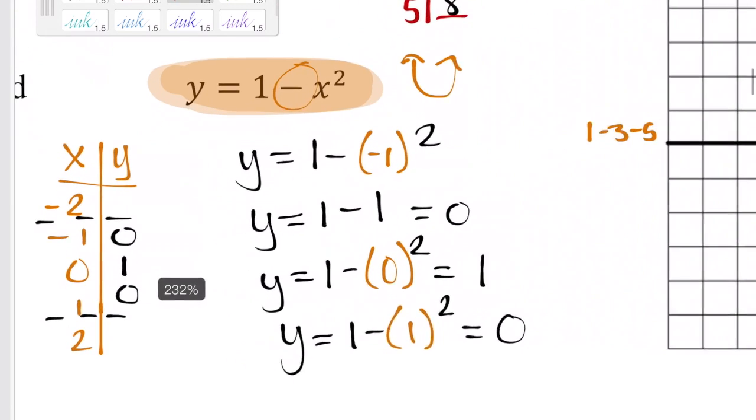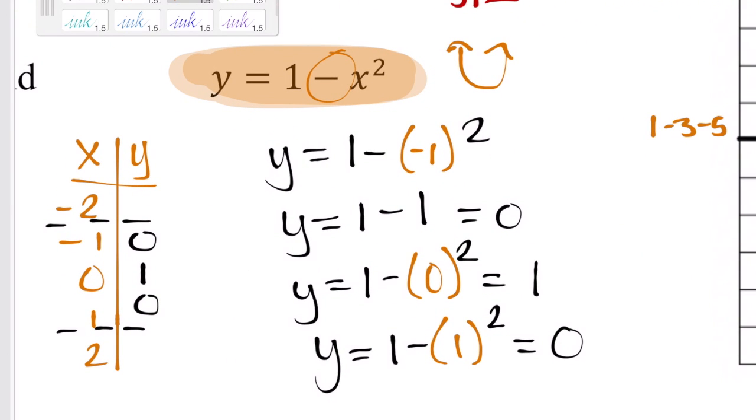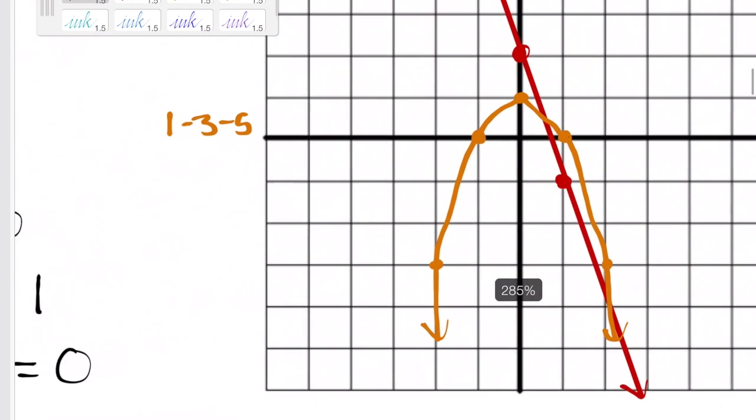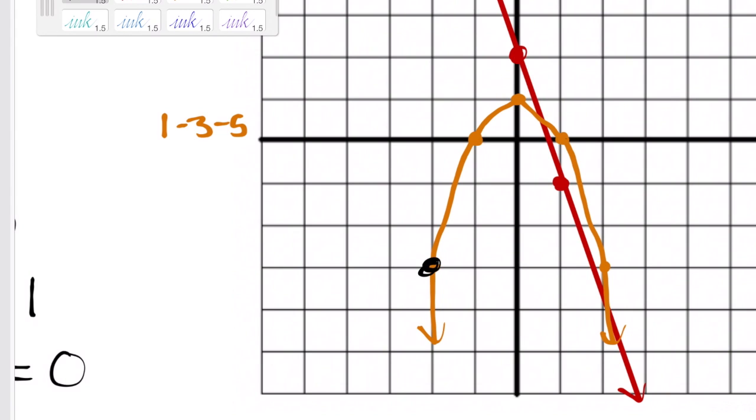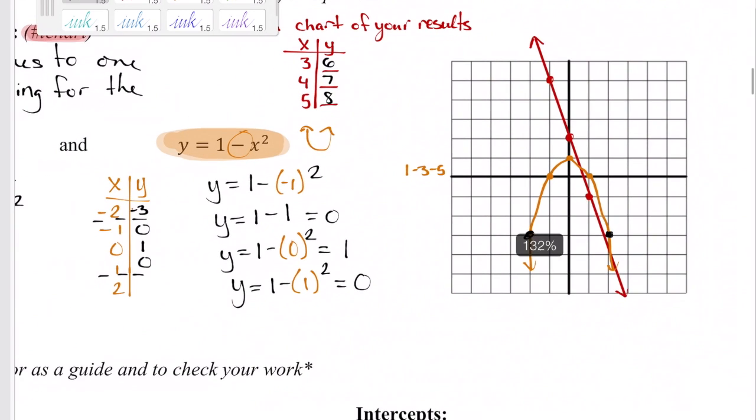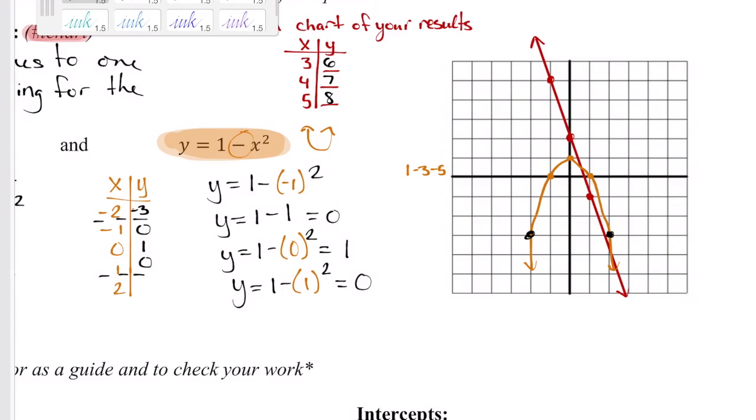And so if you were to plug in the negative 2 into the equation, you'd have 1 minus 2 squared is 4. And so 1 minus 4 would give you negative 3, which is the point that we have here. Negative 2, negative 3, and positive 2, negative 3. So yeah, goes with the 1, 3, 5 rule.